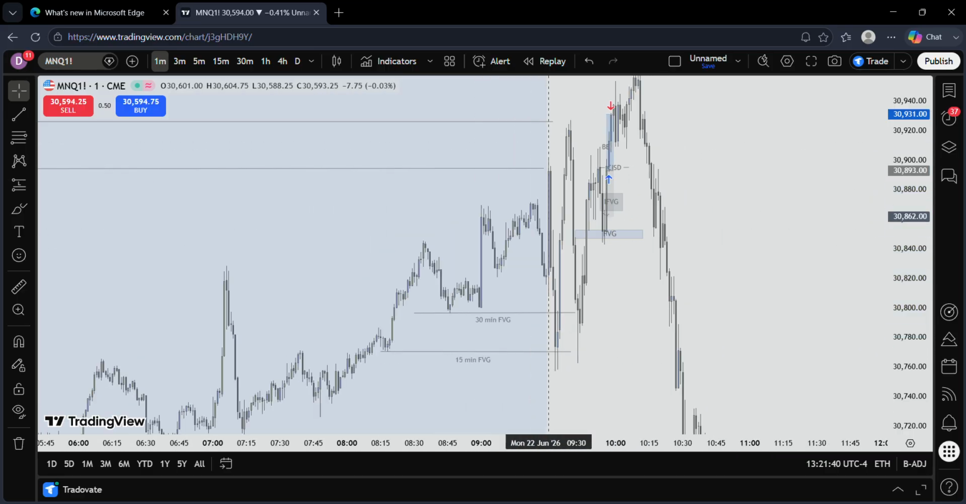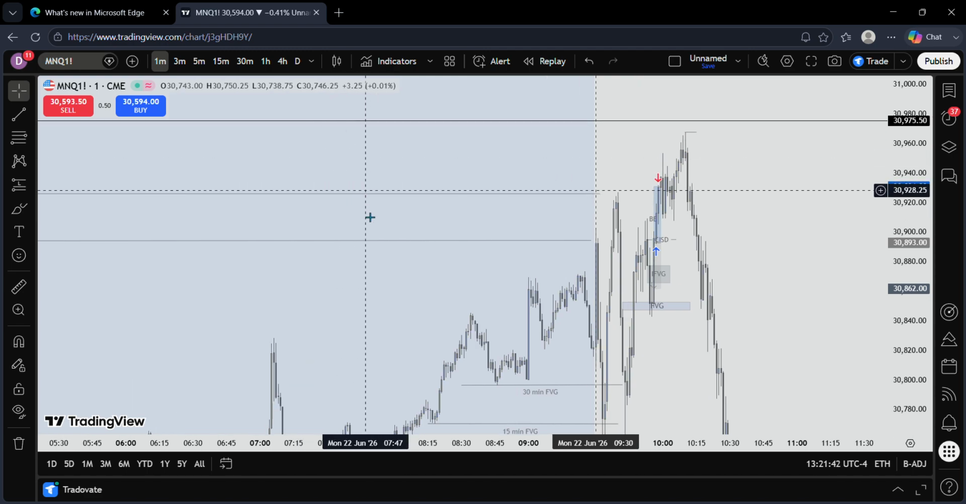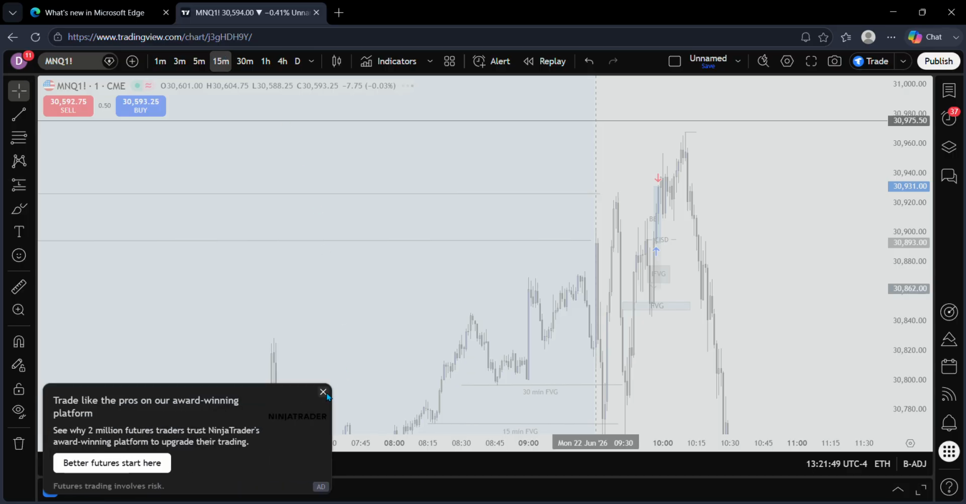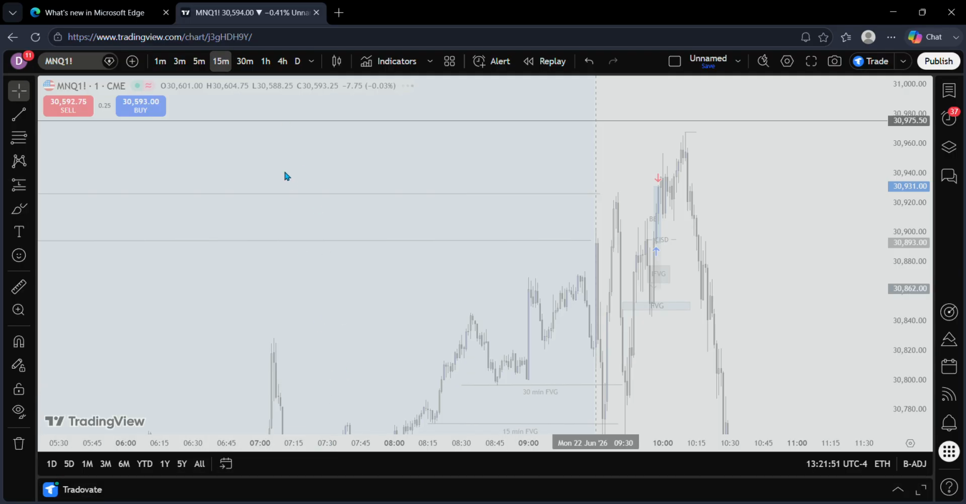I know this line up here that I marked out is what people were targeting. It was a 15-minute gap from like 5 days ago, and honestly that 15-minute gap is not really the strongest DOL. But the trade played out though, so if you took that, congrats to you. I don't know what's happening here, it's kind of lagging.